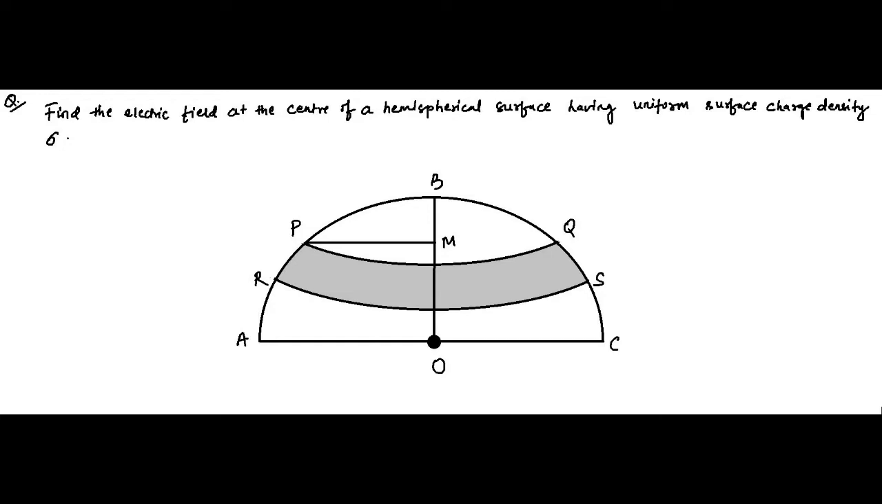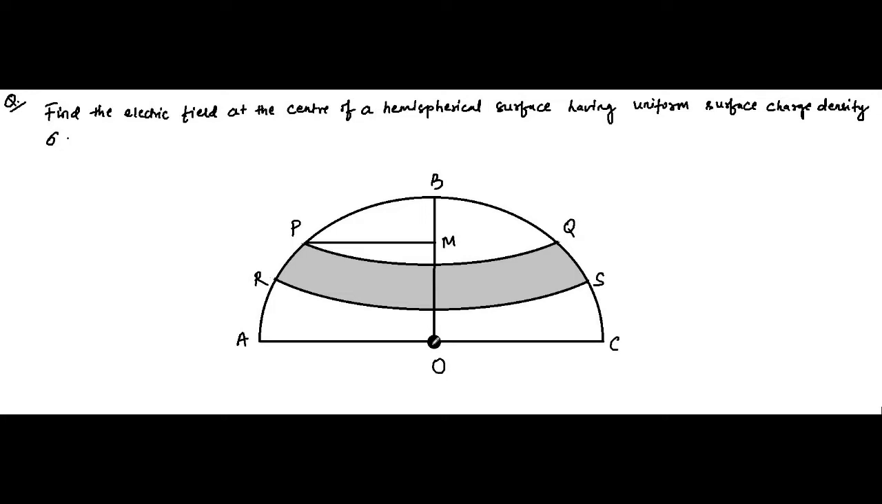ABC is the hemispherical surface. It is in 2D, actually it is a 3D diagram where we have the whole surface. For the entire hemispherical surface, we have to find the net electric field at the center O. That is our objective.